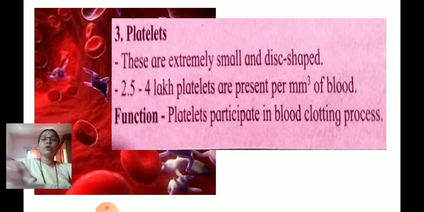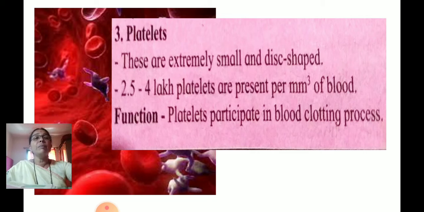Now the next component of the blood is the platelets. These platelets are very small disc like substances. In 1 cubic millimeter, a small square box, in 2 or 3 drops of blood, how many platelets are formed? That is 2.5 to 4 lakh platelets. These platelets help in the blood clotting process.